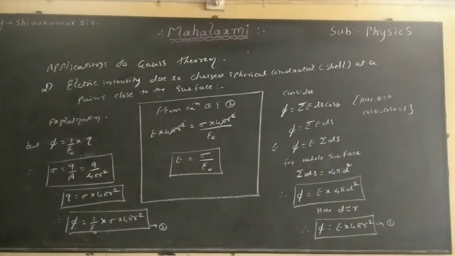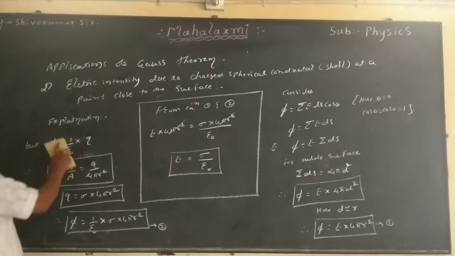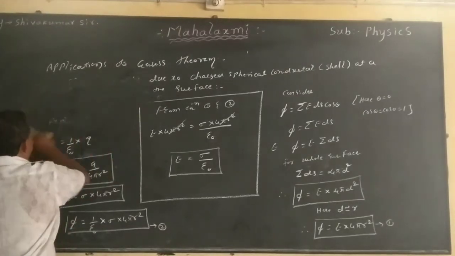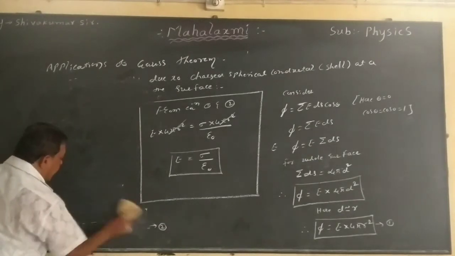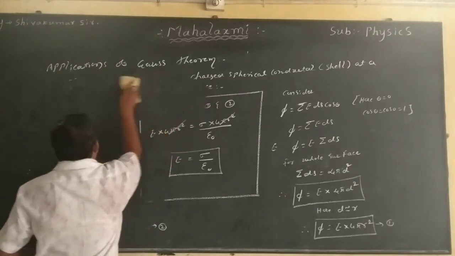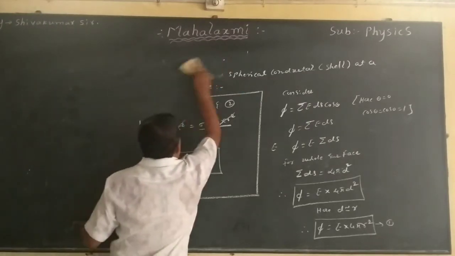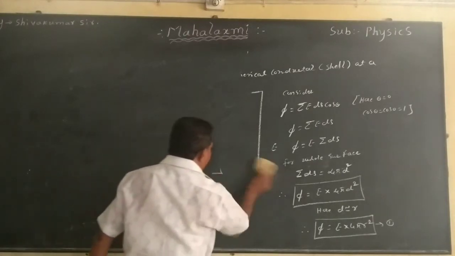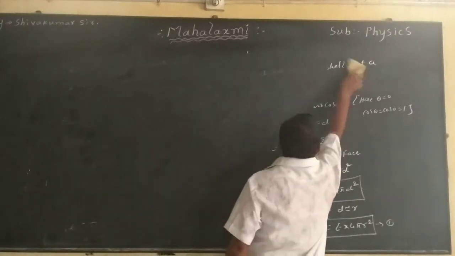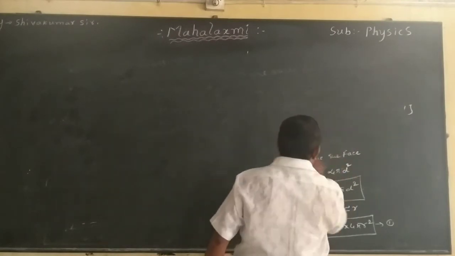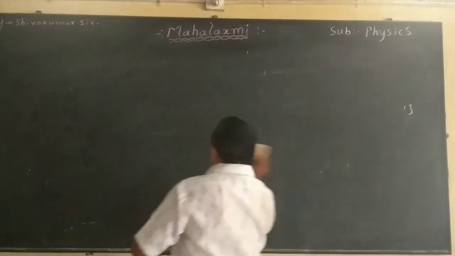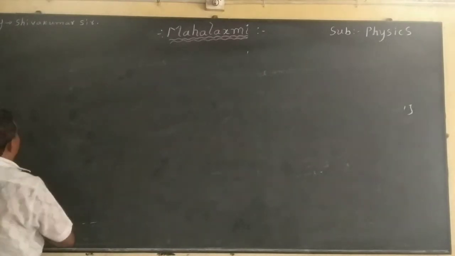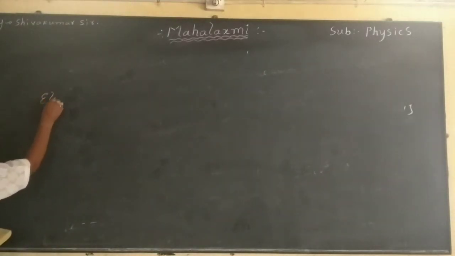Last one, when the point P is taken inside the conductor, then what is the electric field inside the charged spherical conductor? Now this is the last application for spherical shell. So I take the point P inside the spherical conductor. Electric field inside the conductor.